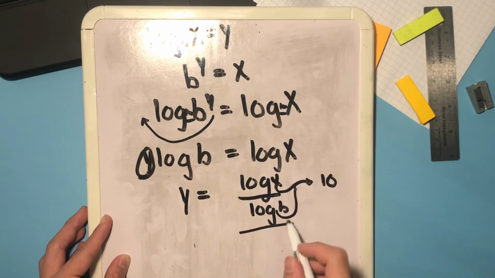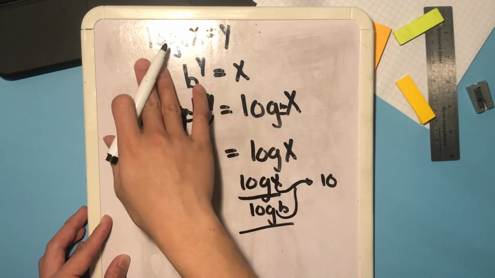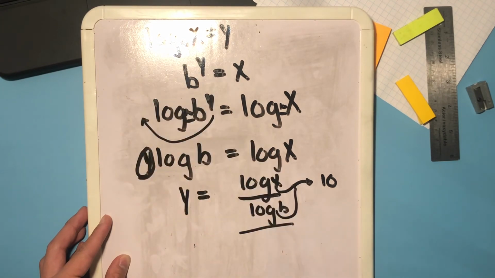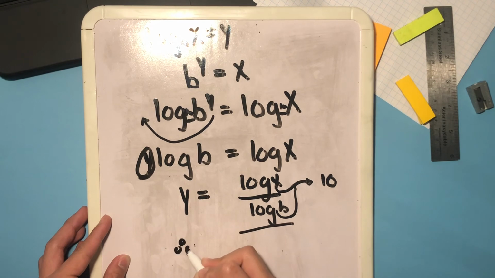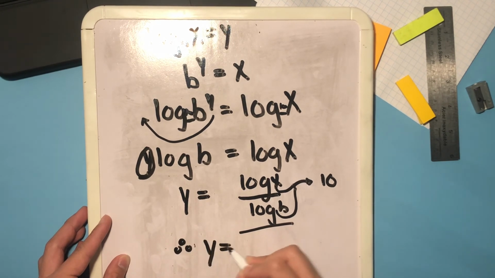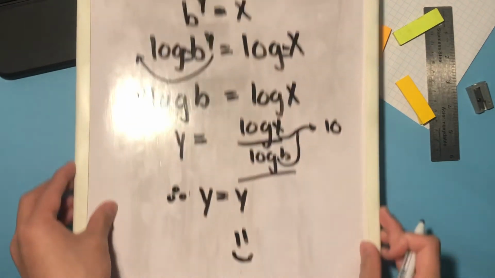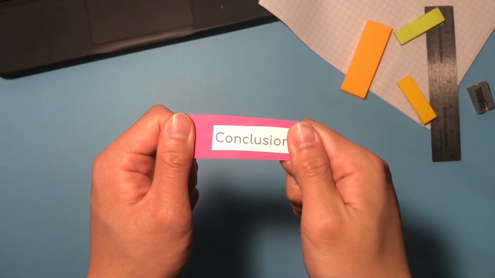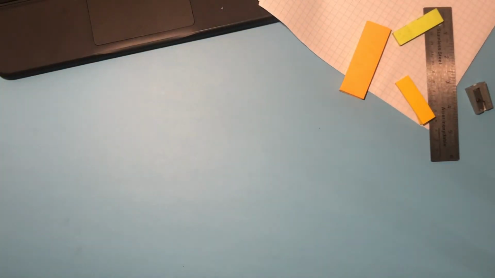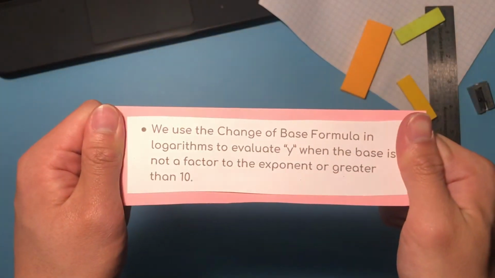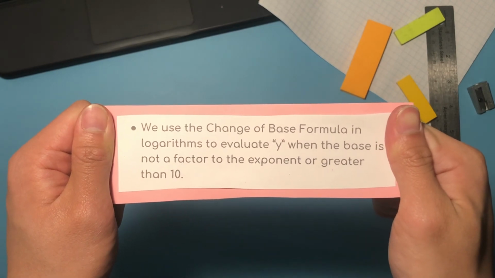Now, as you can see, y now equals y, end of the logarithms. Therefore, the change of base formula is proven as it correlates to the logarithms and exponents. Therefore, y equals y. In conclusion, we use the change of base formula in logarithms to evaluate y when the base is not a factor of the exponent or greater than 10.